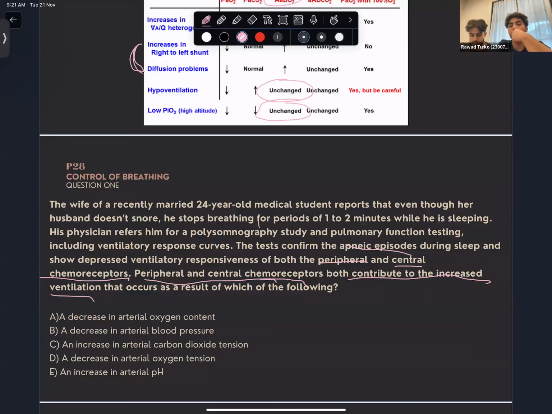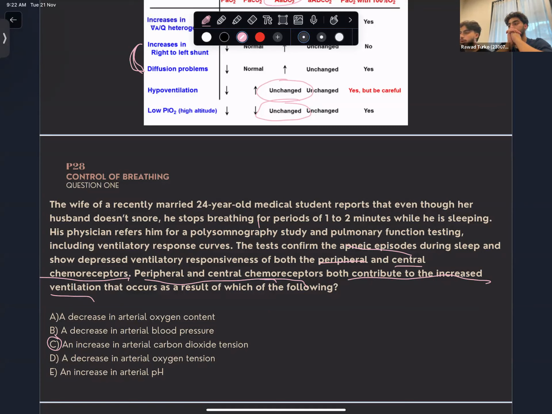So again, as you guys said, it is C. An increase in carbon dioxide tension would make peripheral and central chemoreceptors increase ventilation. Those would happen in the carotid and aortic bodies, I think. And in the lecture, it says that if there is ever an increase in PaCO2, that would result in the peripheral and central chemoreceptors increasing the ventilation.